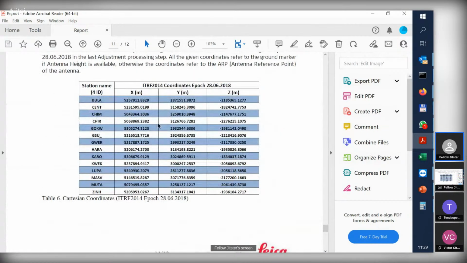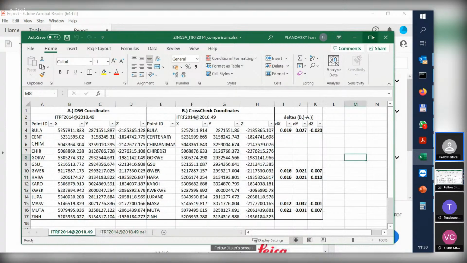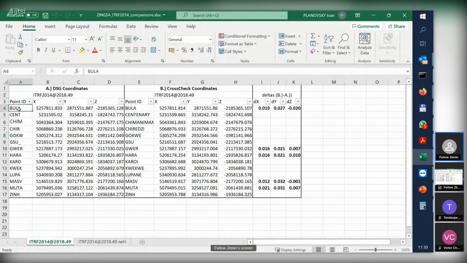And so what we did at the end, we compared the coordinates computed by our solution with the reference coordinates for these DSG sites, and we saw some differences. So these 5 stations: Bulawayo, Gweru, no, sorry, Harare. Yes, Gweru is your station as well. Yeah. Gweru, Harare, Mashwinga, and Mutare.